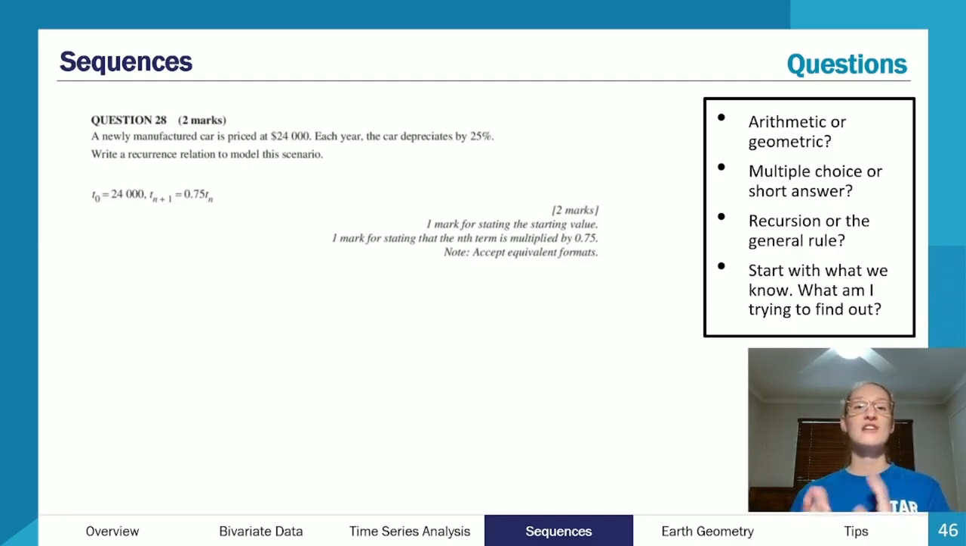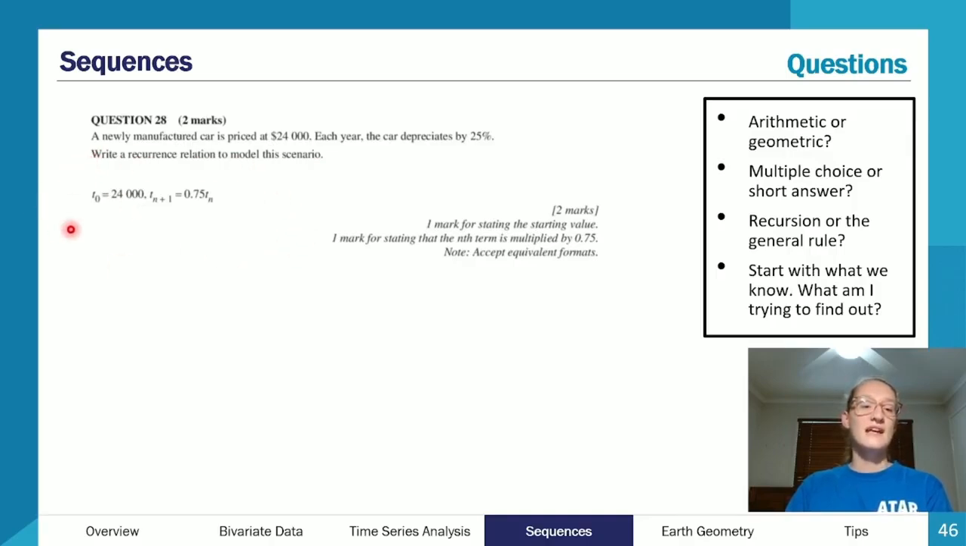You also need to work out, should I use recursion or the general rule? And here it said, write a recurrence relation. So we're going to use the recursive definition. And another helpful thing to help you step through a sequence type question is to always start with what you know. But here, we can see that a newly manufactured car is priced at $24,000. Each year the car depreciates by 25%, and we're writing a recurrence relation.